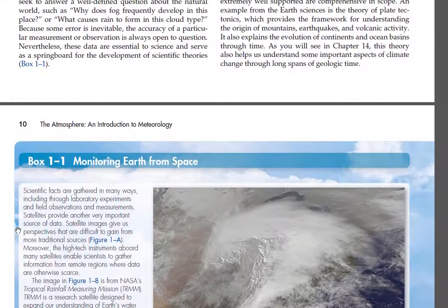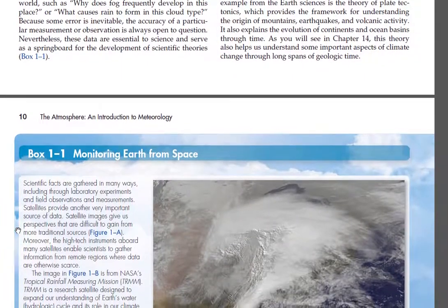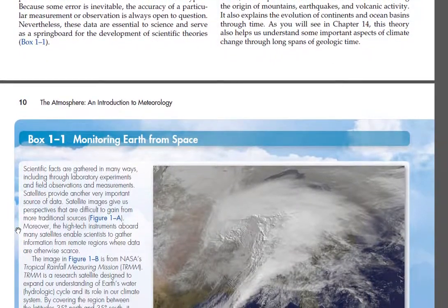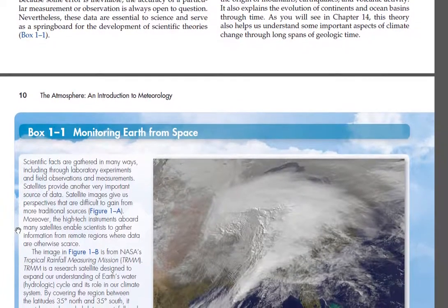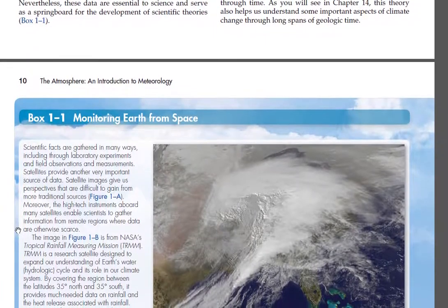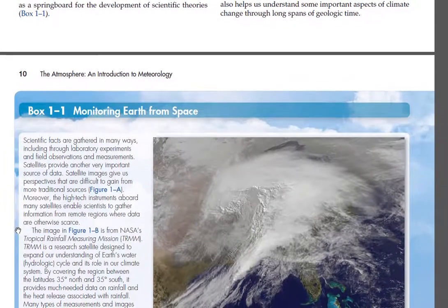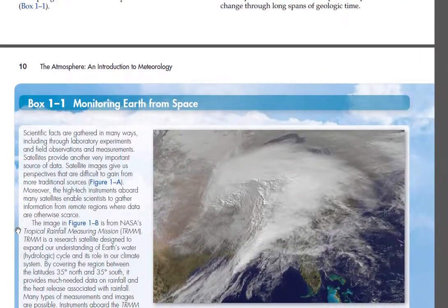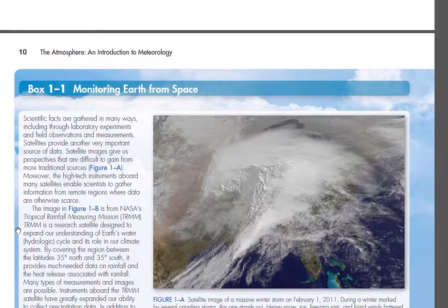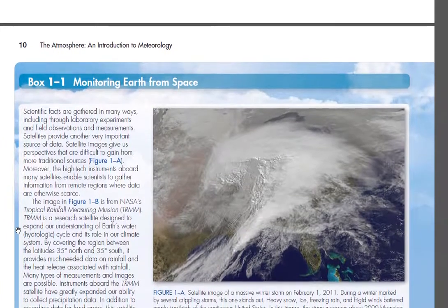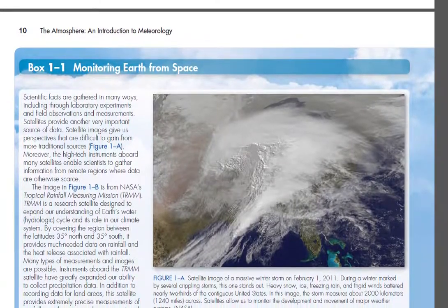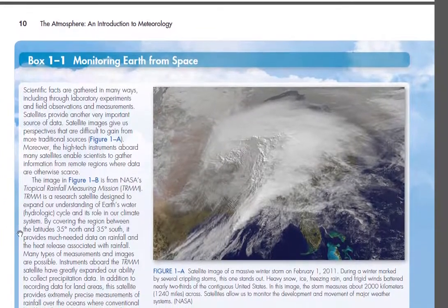Satellite images give us perspectives that are difficult to gain from more traditional sources, Figure 1a. Moreover, the high-tech instruments aboard many satellites enable scientists to gather information from remote regions where data are otherwise scarce. The image in Figure 1b is from NASA's Tropical Rainfall Measuring Mission, TRMM. TRMM is a research satellite designed to expand our understanding of Earth's water, hydrologic, cycle and its role in our climate system. By covering the region between the latitudes 35 degrees north and 35 degrees south, it provides much-needed data on rainfall and the heat release associated with rainfall.